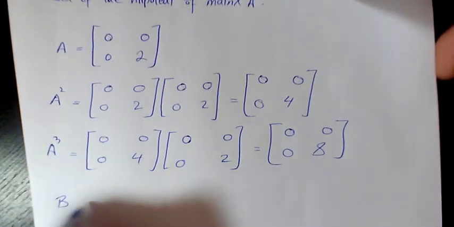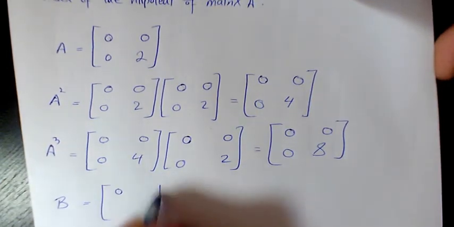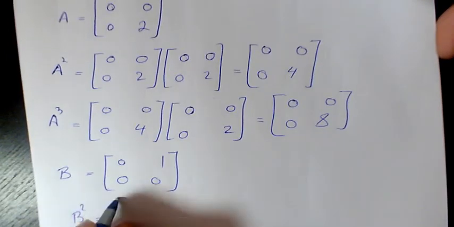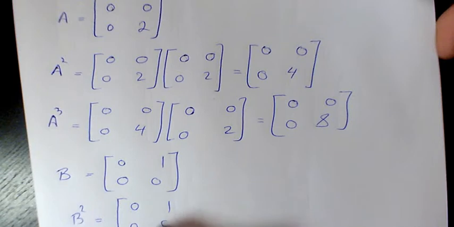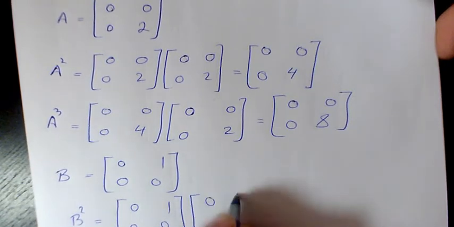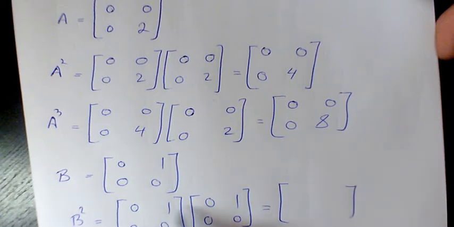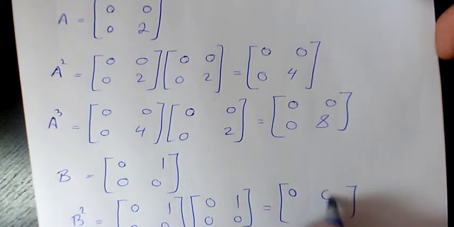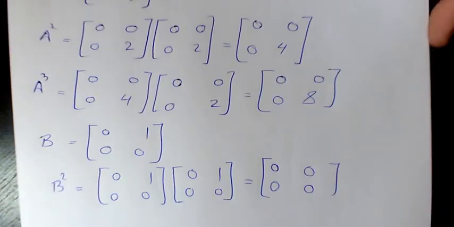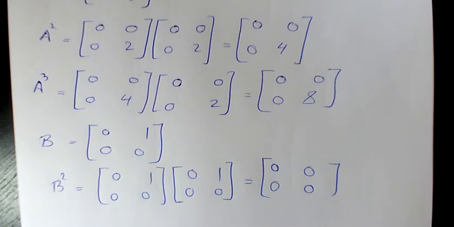However, if you define B as [0, 1; 0, 0], when you find B squared, it's going to be [0, 1; 0, 0] times [0, 1; 0, 0]. It is going to make it [0, 0; 0, 0]. So B is a nilpotent matrix and the index is 2.